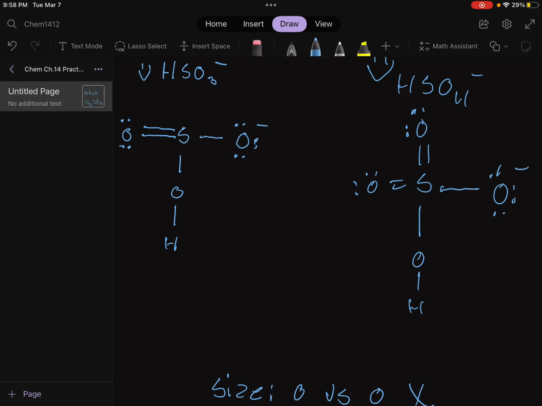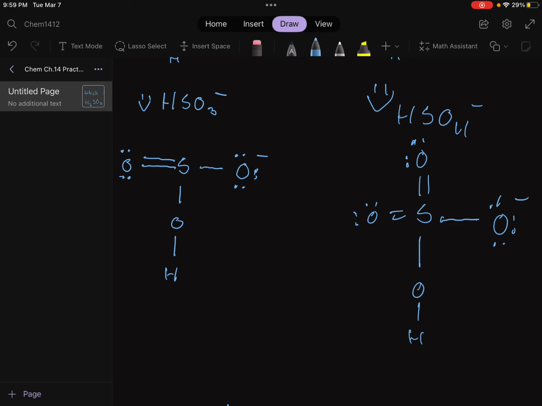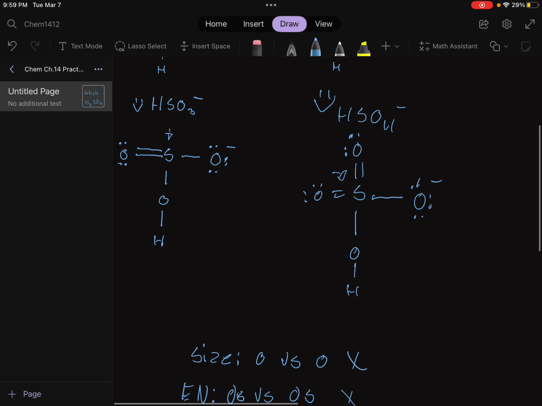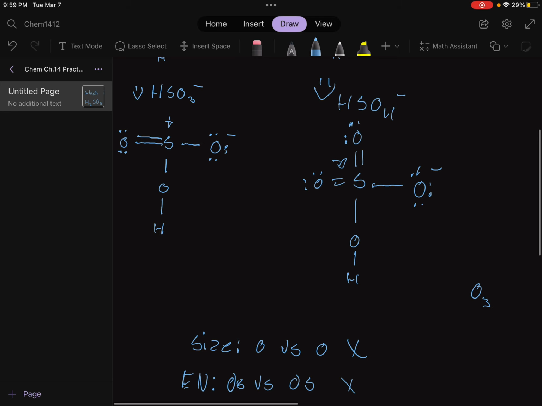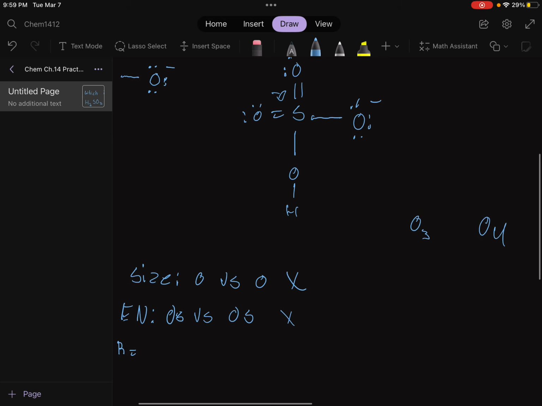So that's the first requirement. So it meets the first requirement. Both of them share the same central atom, which is S, this one and this one. Now we could tell which one has more resonance structures. This is the one that has more O's attached to it. So the first one has 3 O's, which is O3, and the other one has 4 O's. And the one with more O's is the one that has more resonance, and that's what we want.